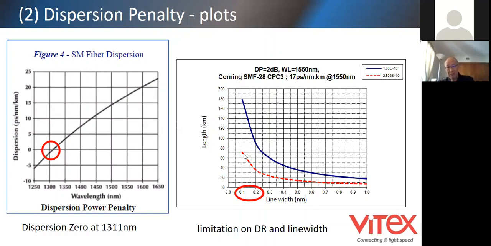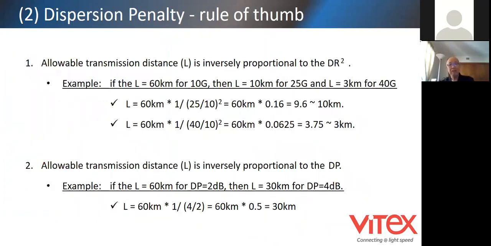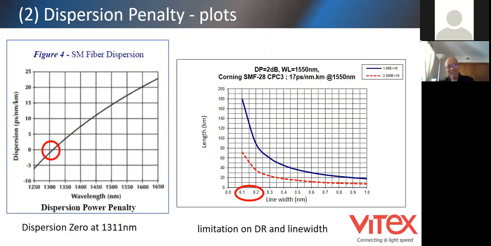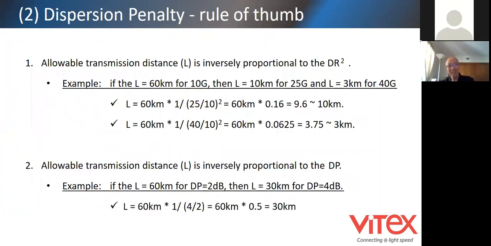You can see. Why I say this? Because later on, I'm going to show this on the next slide. Now, here is a rule of thumb on dispersion penalty. Pretty useful little thing, because the allowable transmission distance, L, is inversely proportional to the data rate square, right? Remember, L is inversely proportional to data rate square.